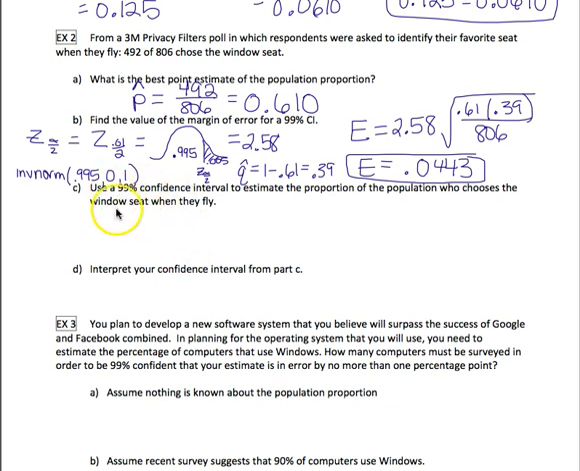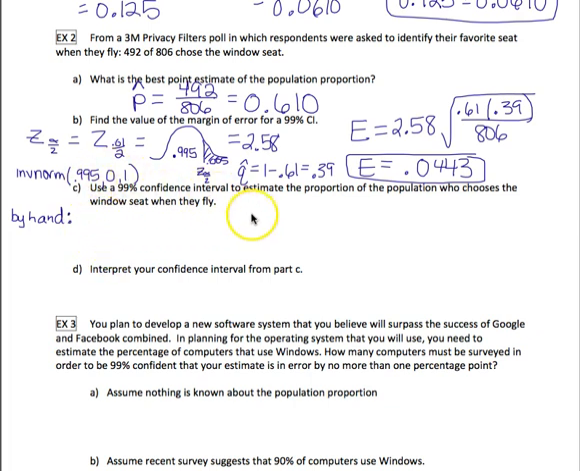Next, it asks us to use a 99% confidence interval to estimate the proportion of the population who chooses the window seat when they fly. I'm going to show you how to do this both by hand and in the calculator. Obviously, both are acceptable, but if you're going to use the calculator, make sure that you're writing your commands out as we go. So by hand, because we already have our p hat and our e, we could do p hat minus e and p hat plus e, and that would give us our value.